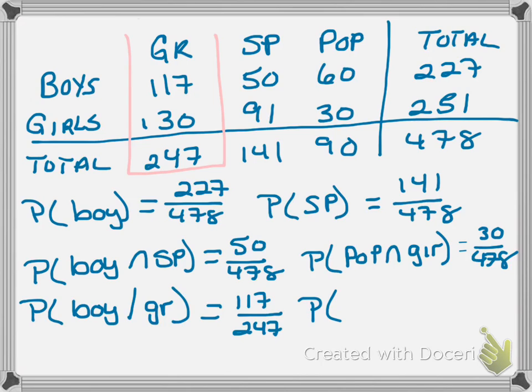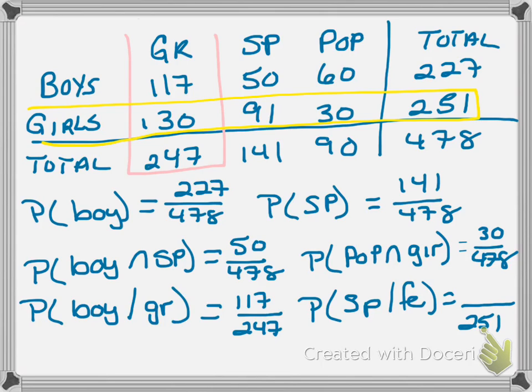What is the probability that I was to pick a person who likes sports, given that they are a female? Okay, so I'm going to pick a color. Now look at, here are my girls. All right, how many girls do I have? Now my subset is girls, so that's 251. And of those girls, how many thought grades were important? 130. All right?